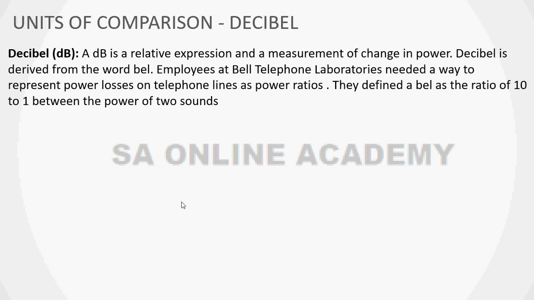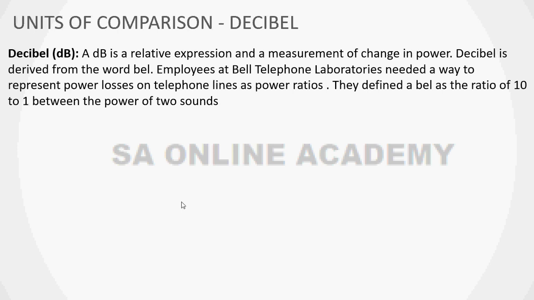As I said, if you have to represent some values in milliwatt, it is very difficult to represent 0.0001 or 10000 or something like this. It is difficult to understand. It is difficult to memorize. So they were looking for some way to represent losses or gains in power on a telephone line. So they defined a bell as a ratio of 10 to 1 between the power of two sounds.